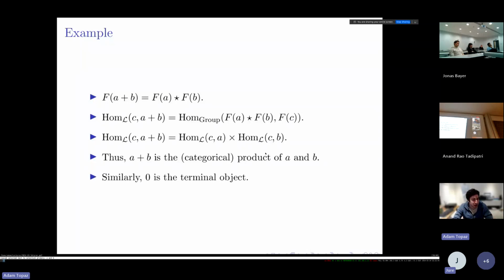Okay, so this is some abstract construction. Why is it useful? Well, let's dig a little bit deeper.